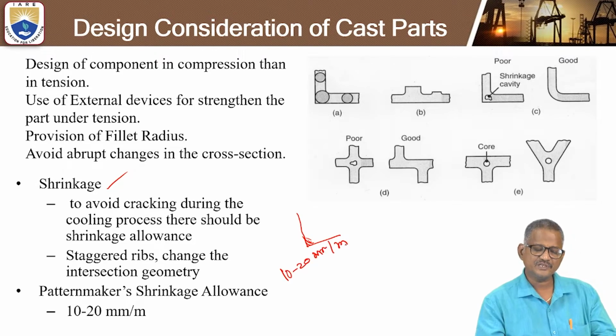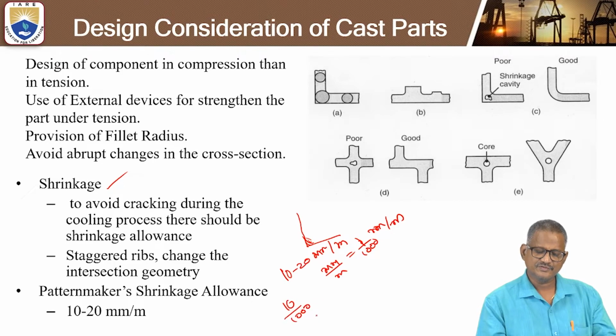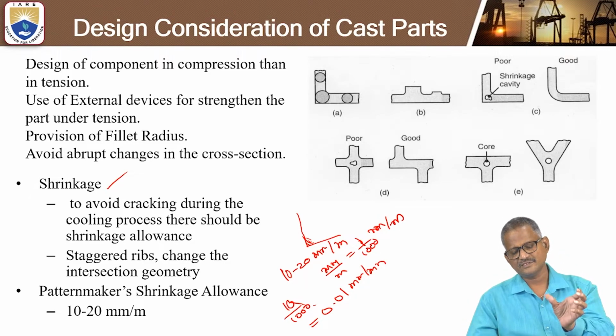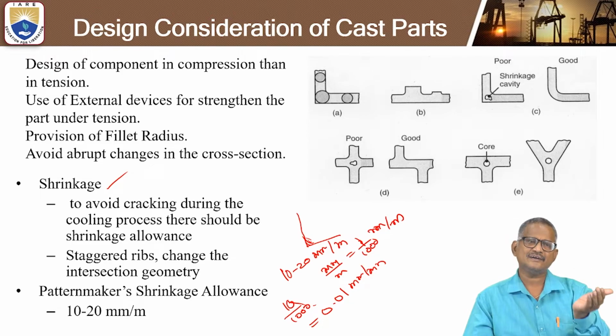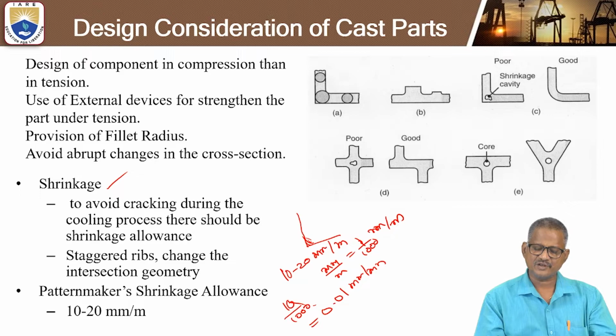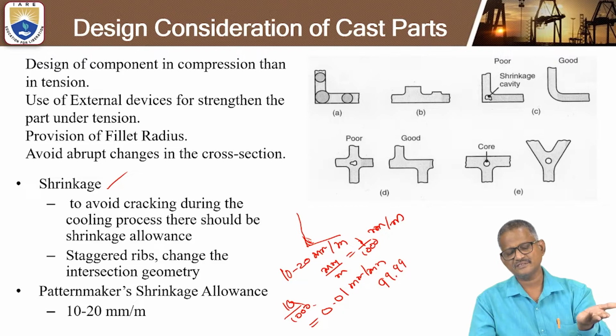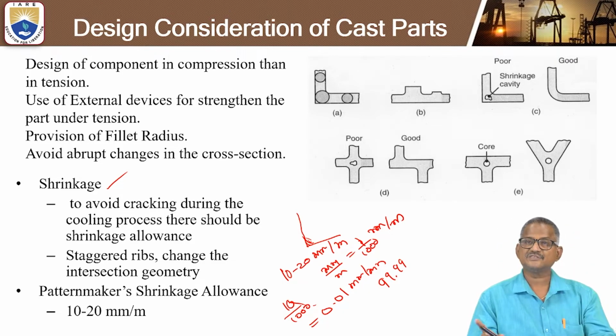It is obviously 10 to 20 mm per meter. The unit is mm per meter, which is equal to 1/1000 mm per mm. If you take 10 divided by 1000, it gives 0.01 mm per mm. So for example, with a 100 mm size and shrinkage allowance, when you want to produce 100 mm, you need to add or subtract 5 mm. This is 0.01, so 99.99. If you use this, then you can get exactly the 100 mm size. Otherwise, how can you calculate with respect to this shrinkage allowance?